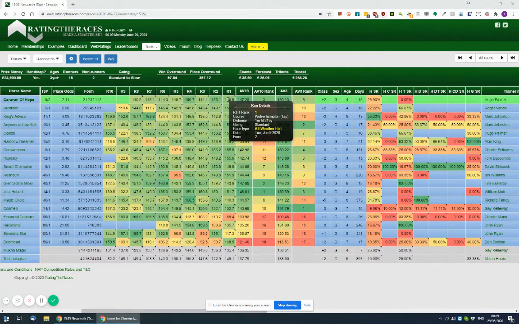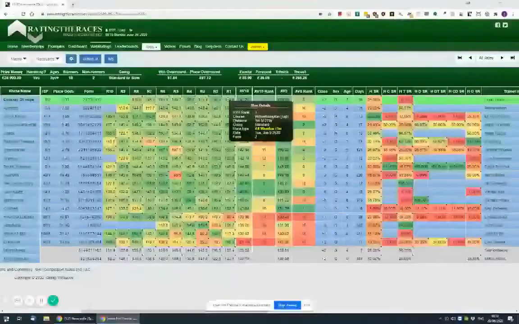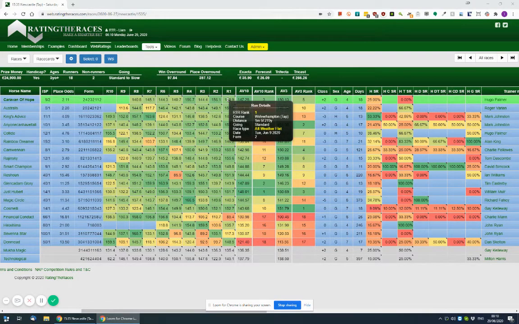So it can tell you the RTR rank. So last time out, Caravan of Hope was RTR rank 1. The race it ran in was at Wolverhampton. The distance was 1 mile 5 furlongs, 219 yards, and so on. Those that are in yellow, RTR rank 1 and race type, indicate that this is exactly the same as today. So it again is RTR rank 1, and it's again running in a race type that's the all-weather flat.